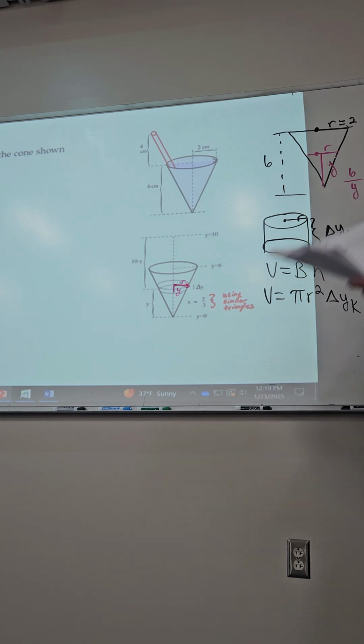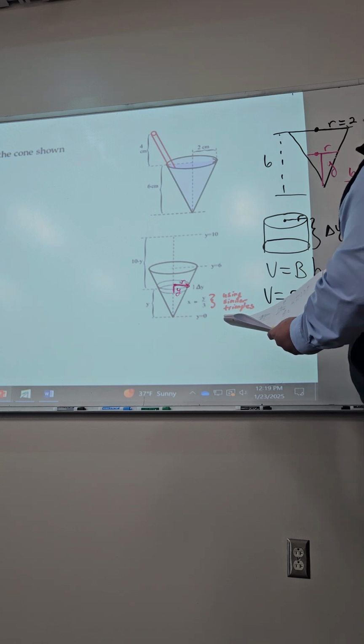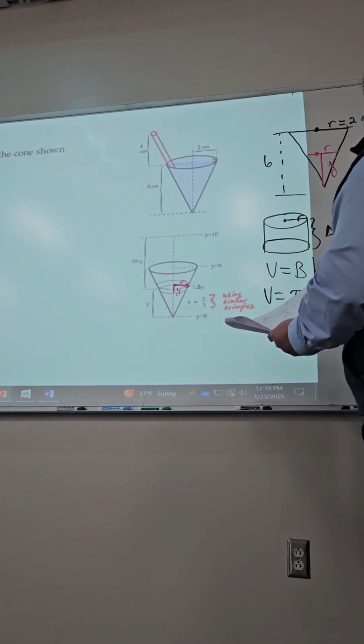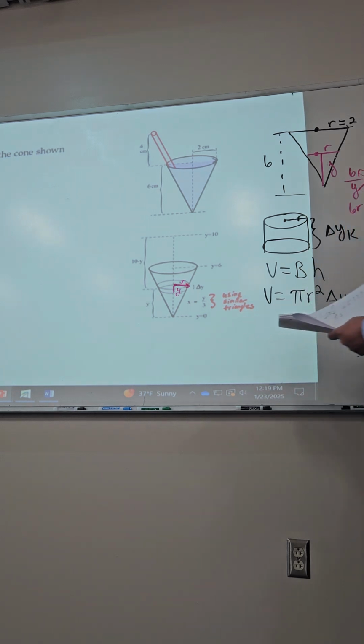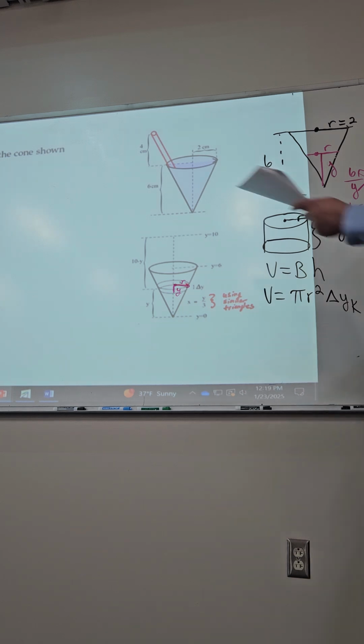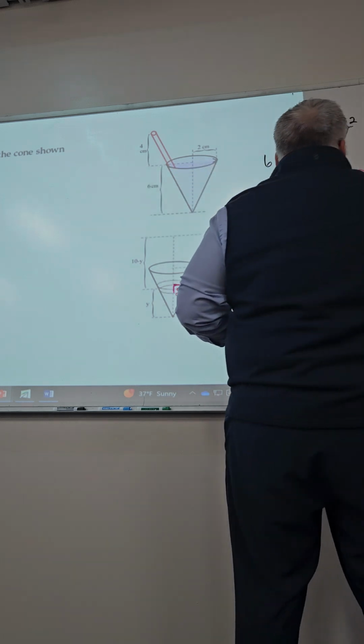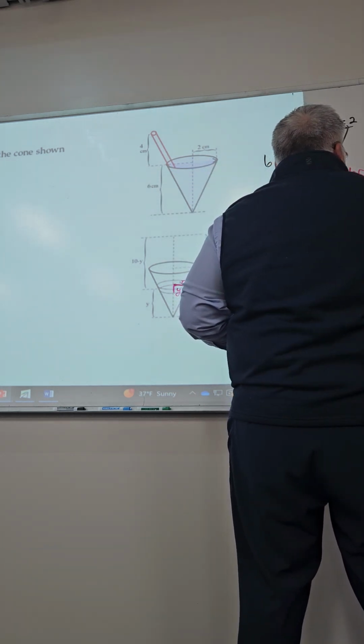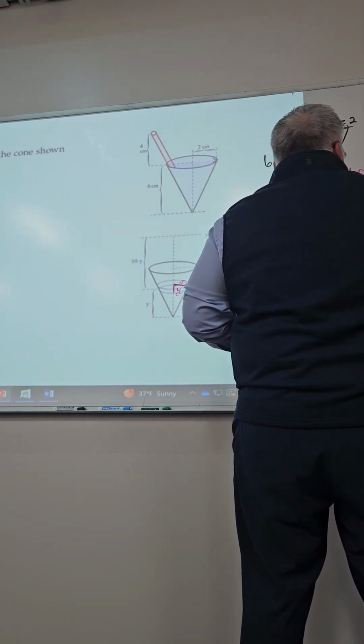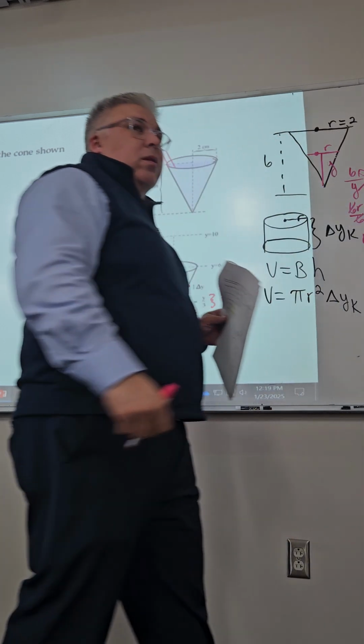Then we cross multiply. R times 6 is 6R. y times 2 is 2y. We're trying to solve for R, so we can plug it into our volume slice formula. So we divide by 6, and R is equal to 2 over 6 y, which reduces to 1/3 y.